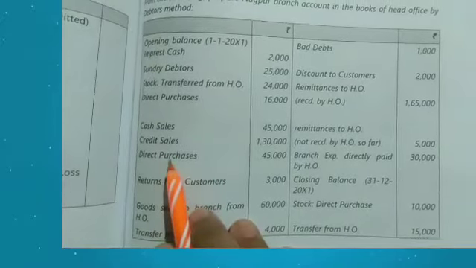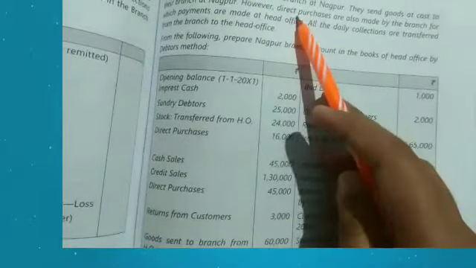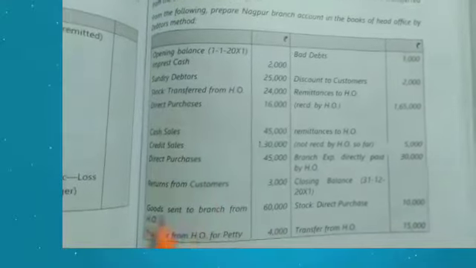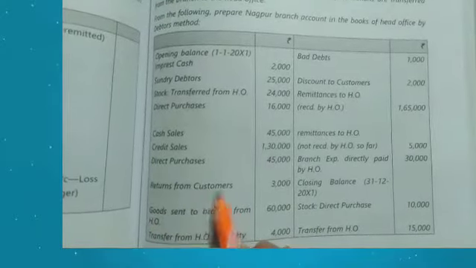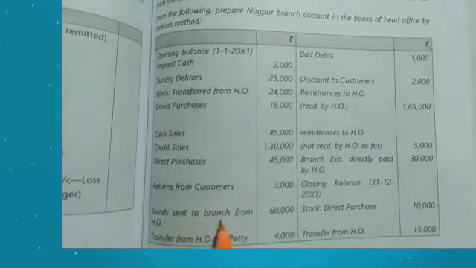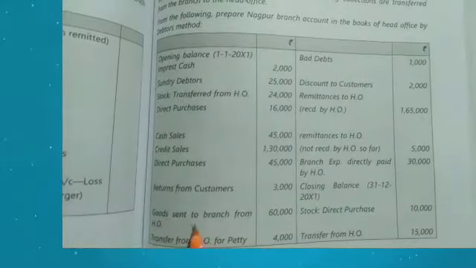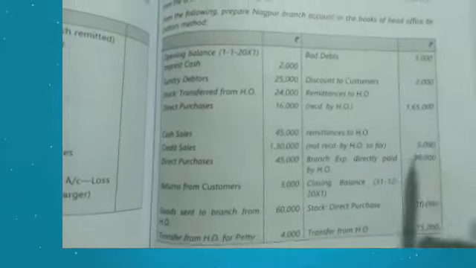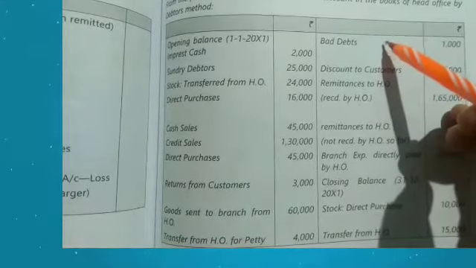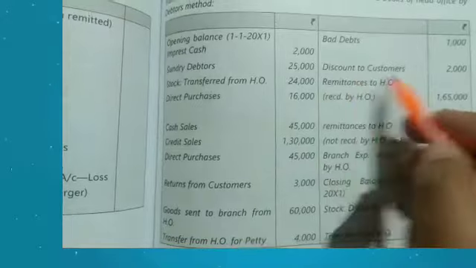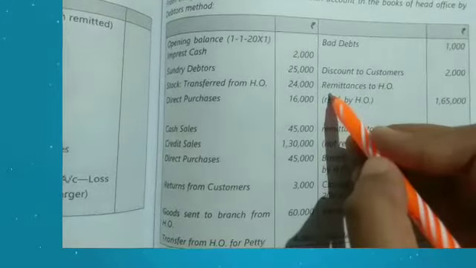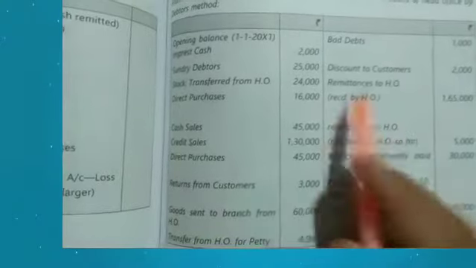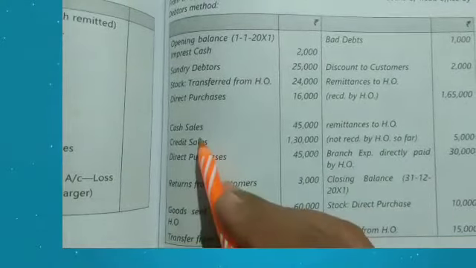Cash sales, credit sales. Now direct purchases. Because they have mentioned that payment for direct purchases will be made by the head office, we are considering direct purchases. Returns from the customer relate to customers, so we'll use it as an adjustment. Goods sent to branch, from head office to branch, it is happening, so we'll consider this. Now transfer from head office for petty expenses, even this we will consider. Bad debts we will not consider, we'll treat it as an adjustment. Discount to customers, adjustment. Remittance to HO, we'll consider this amount.